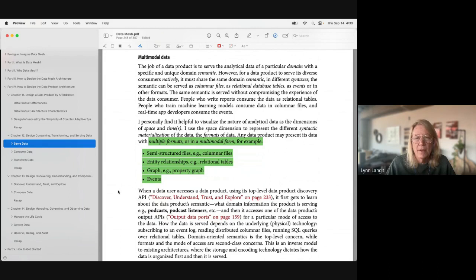You might have relational database tables. You might have columnar storage, you might have document storage, you might have event storage, you might have graphs. So this is a relatively new concept to aggregate the data by domain in multiple formats. This is pretty advanced. Usually in the past, your data would be separated by data type.